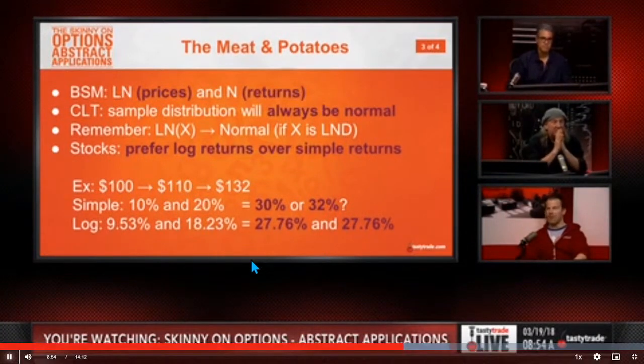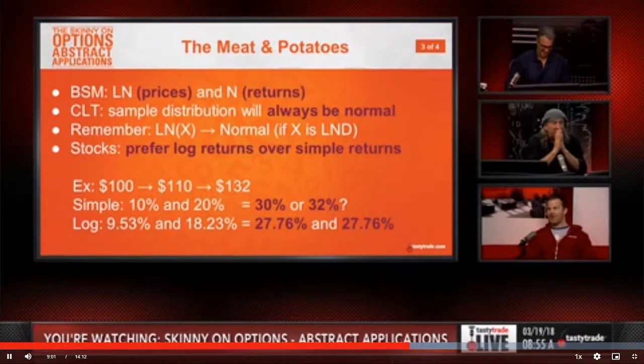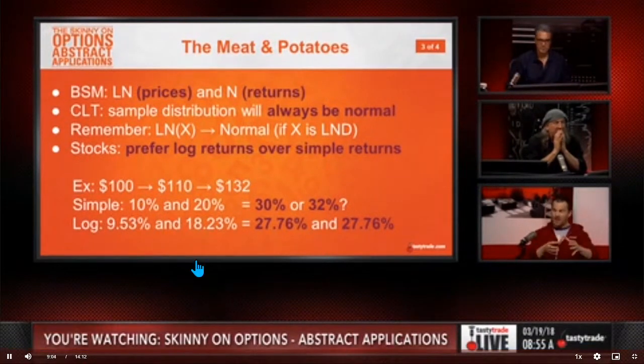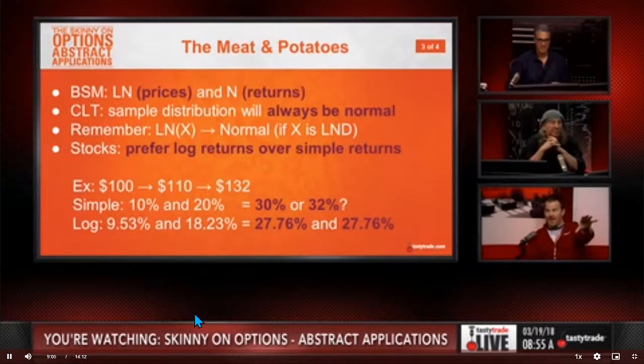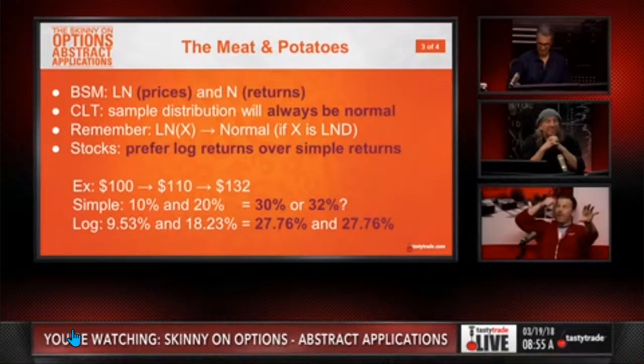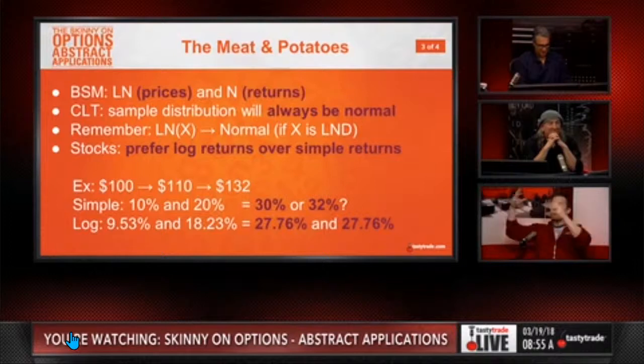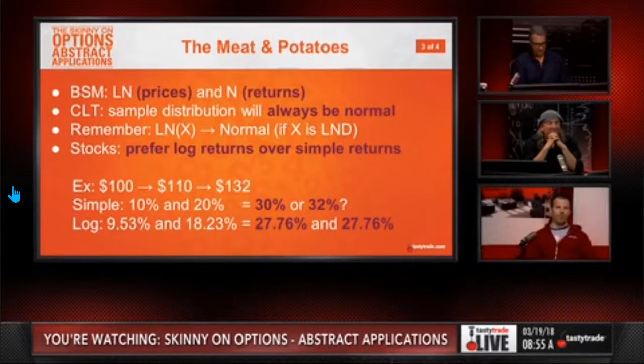Good. Central limit theorem, we've already seen this, but I want to bring it up again just briefly to get you ready for your quiz. The sample distribution will always be normal, no matter what the population's distribution is. In this case, it's log normal with prices. If you pull out 45-day samples like we do, that sampling distribution is going to be normal. It doesn't matter if the underlying distribution is log normal, if it's chi-squared, if it's Poisson.